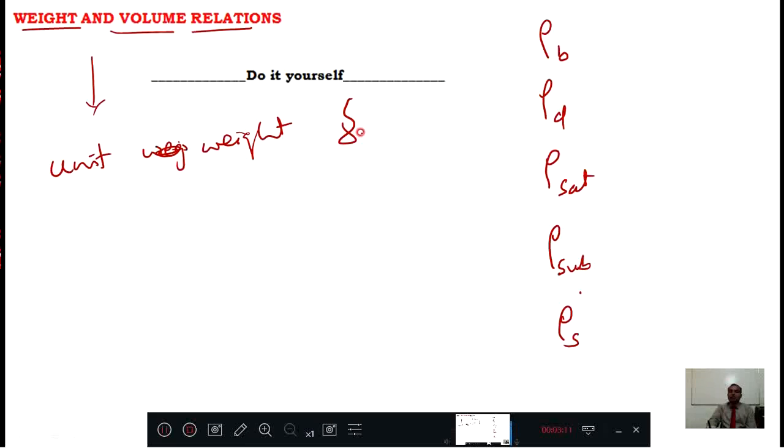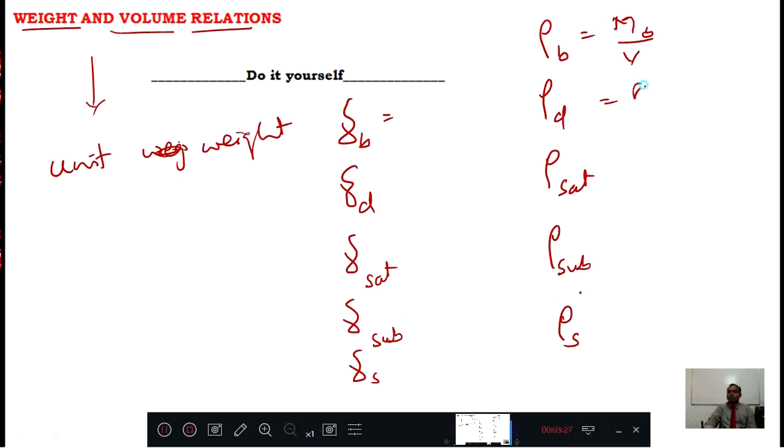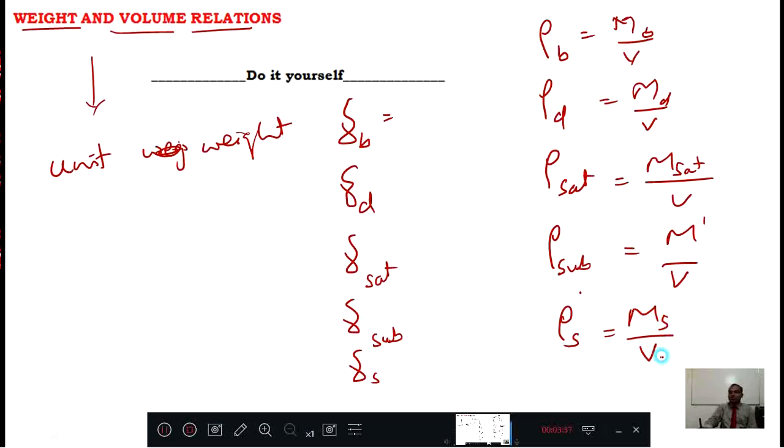Then again, bulk unit weight, dry unit weight, saturated unit weight, submerged unit weight and unit weight of solids. Then the meaning is the same. Here it was mass of bulk by total volume, mass of dry by total volume, mass of saturated by total volume, and mass of submerged by total volume. This is mass of solids to the volume of solids.